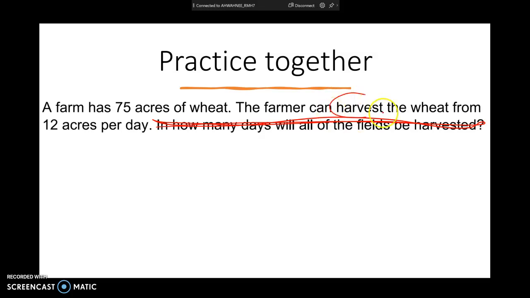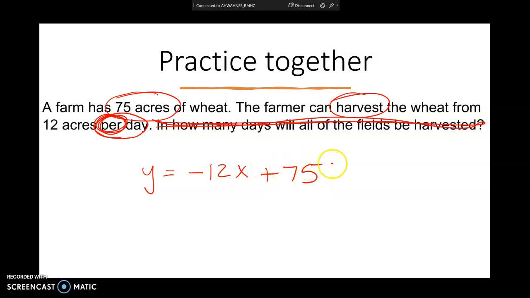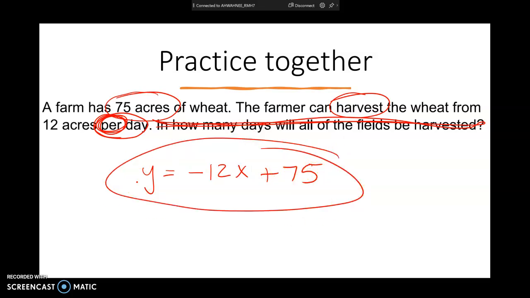So what does the word harvest mean? It means we're taking it away. They're taking it out of the ground. It's being removed. So that can mean a negative number. So we got negative 12 acres per day. There's that per word again. So we got y equals negative 12x. And then we need a b, the y-intercept. It says the farm has 75 acres. They have it. That means it's positive. So it's going to be plus 75. Final answer. Let me know if you have any questions.